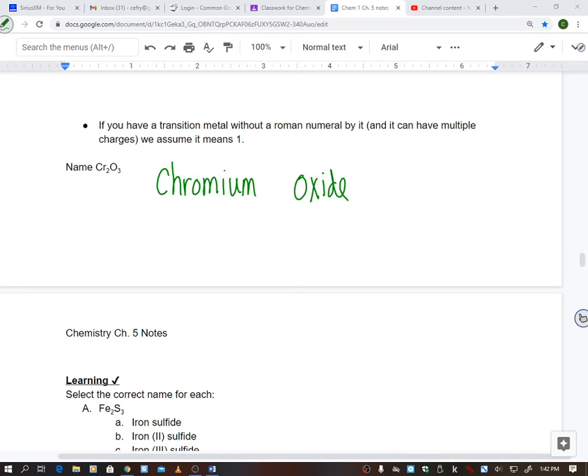So oxygen is a -2. We're always going to use the one that we know. So let's look at this. There are 3 oxygens. Each oxygen is a -2, so that is a -6 charge altogether.